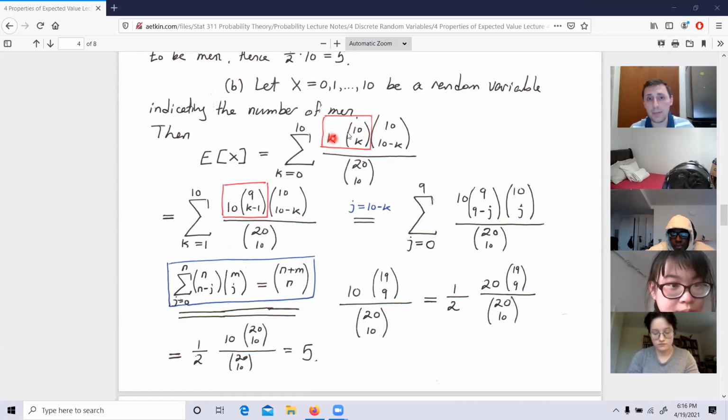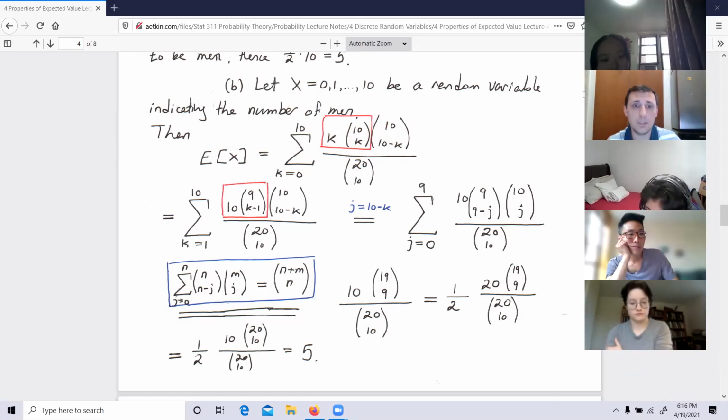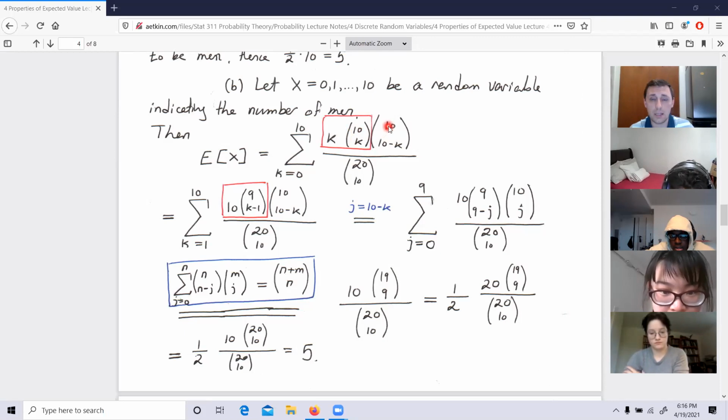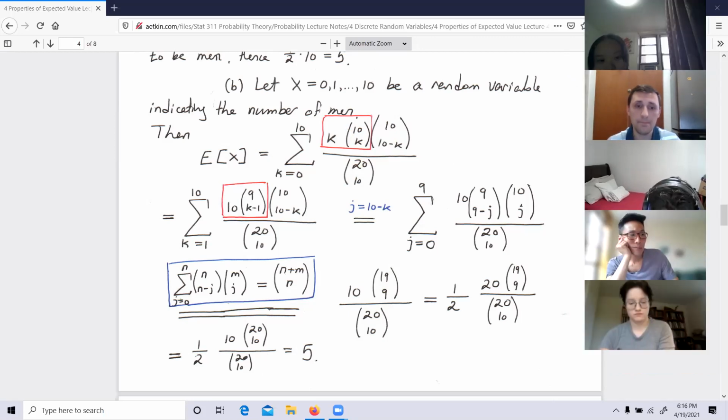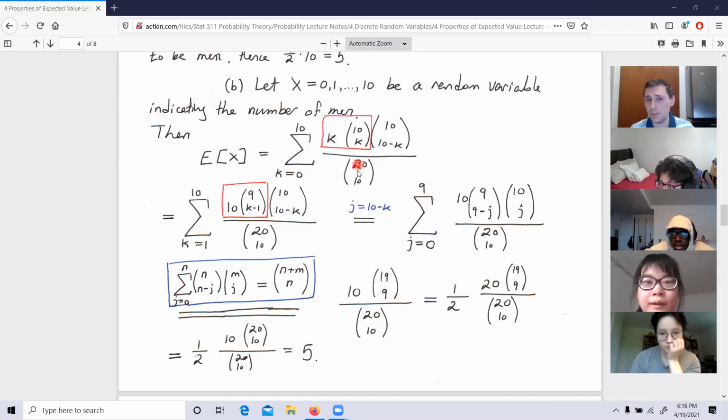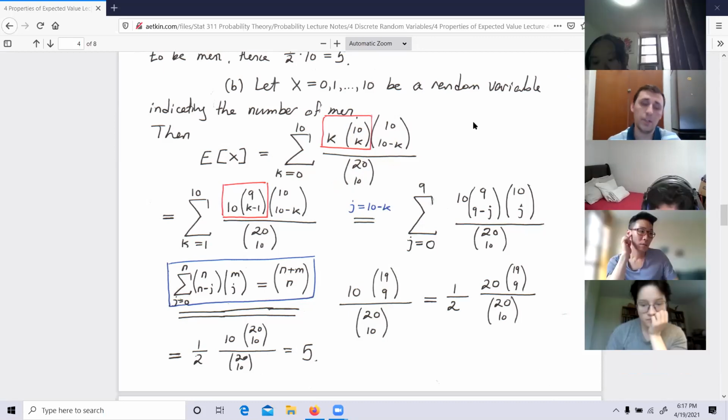And if I have k men, that means out of 10 I chose k. And out of the remaining 10 women, I chose 10 minus k women. Do you understand this numerator, guys? And this is just 10 choose k times 10 choose 10 minus k divided by 20 choose 10 is the probability of getting k men, right? The probability of getting any particular sample of people, it's 20 choose 10, right? 20 choose 10 possibilities for the particular sample of people.